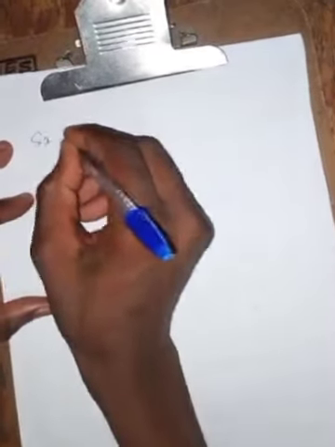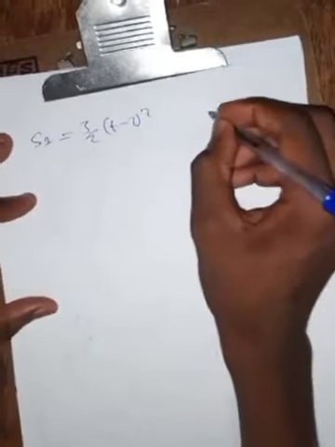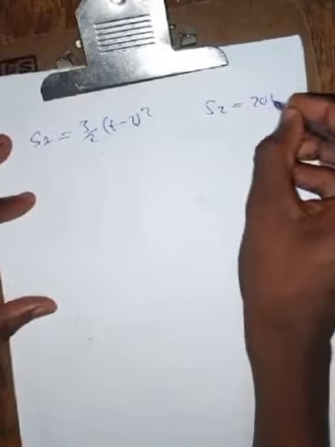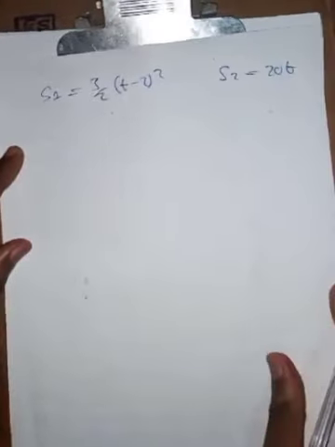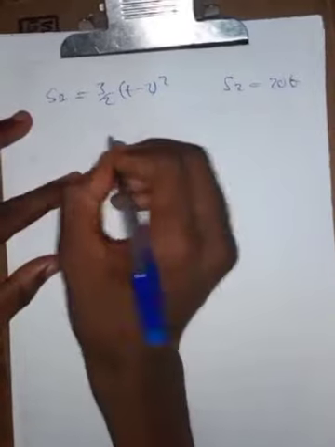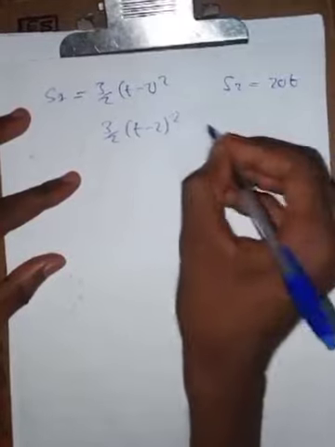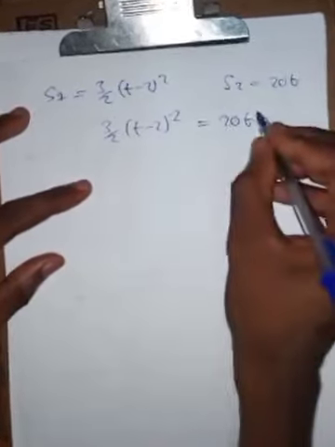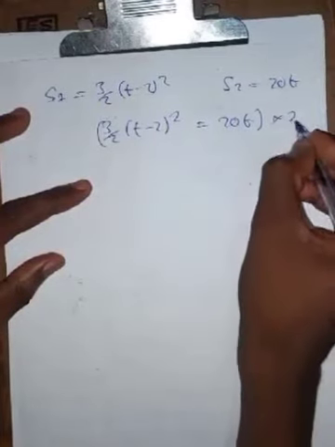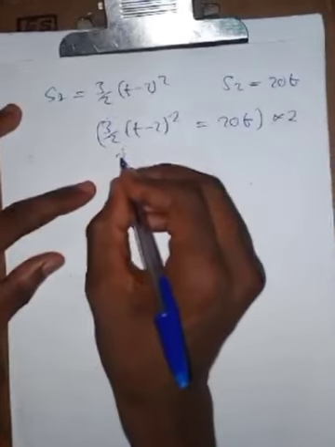Okay? So we have S1 is equal to 3 over 2, t minus 2 squared. Then S2 is equal to 20t. Then we equate the two. Let us solve nicely. So we have 3 over 2, t minus 2 squared, is equal to 20t. Then we can simply multiply everything by 2 to get rid of the denominator 2.